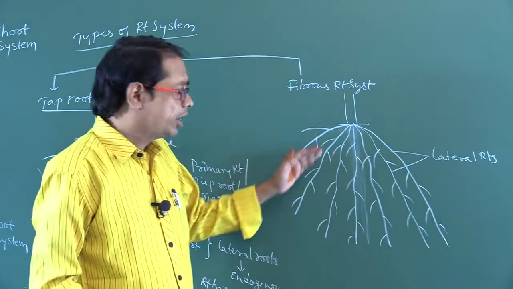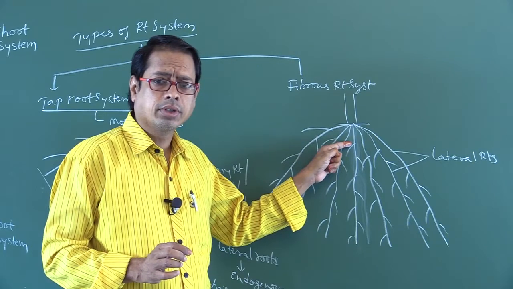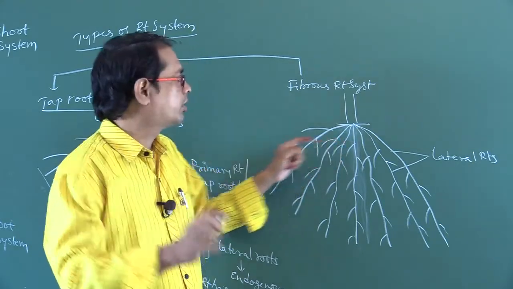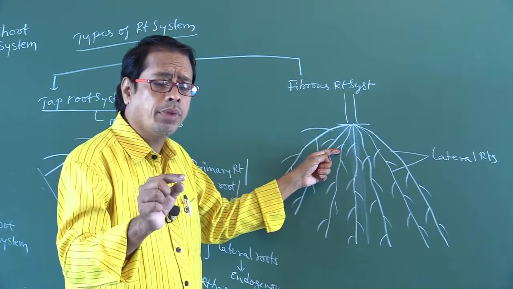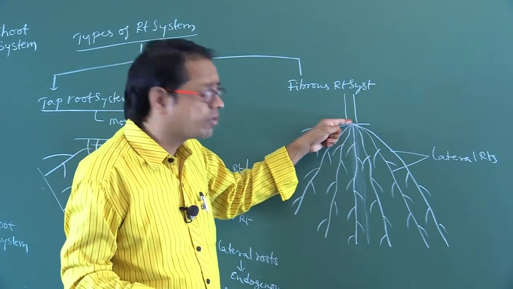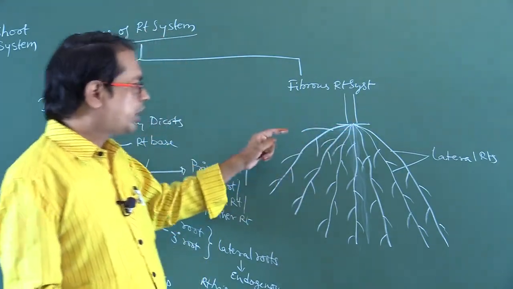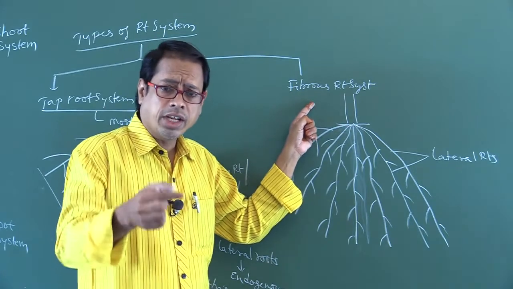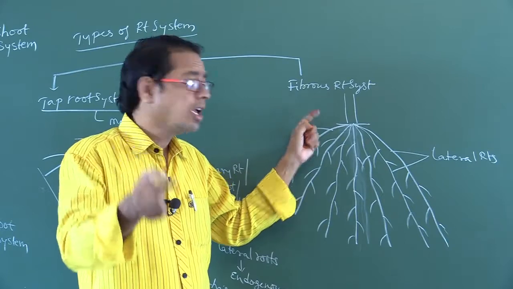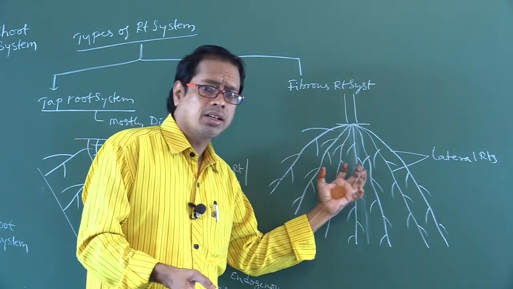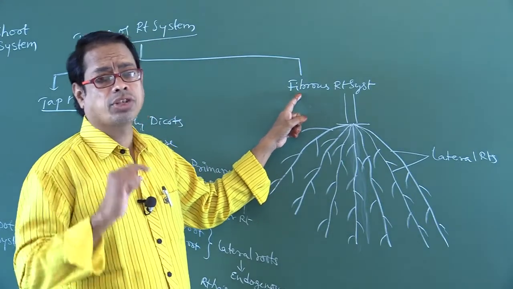So here the taproot is short-lived, that is, the radicle is short-lived. Where are these lateral roots developed? From the base of the stem, that is, other than the radicle. So the root system that is developed from any part of the plant other than the radicle and appears as a cluster and as fibers is the so-called fibrous root system.